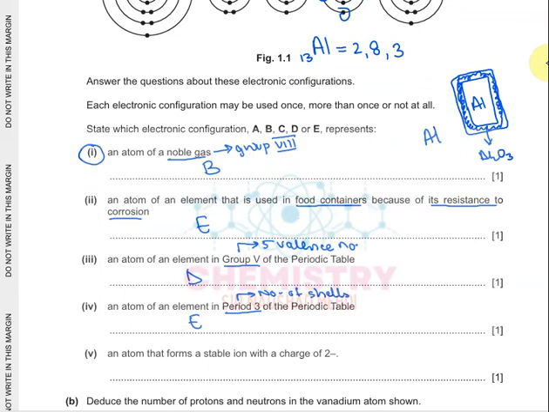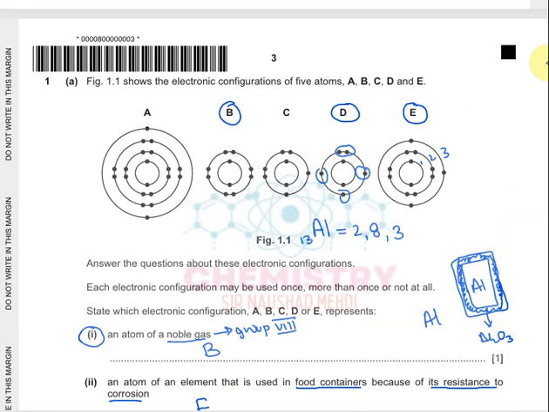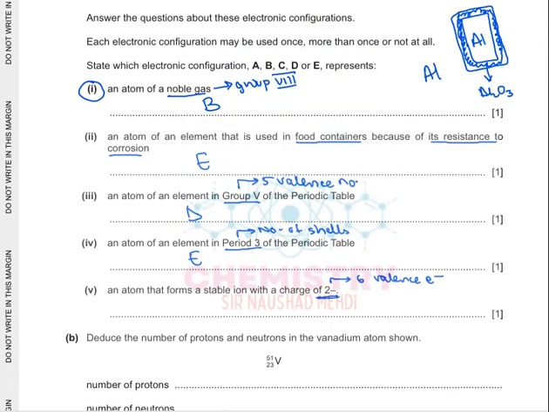An atom that forms a stable ion of the charge 2 minus. 2 minus means that it has gained 2 electrons. An atom which will be gaining 2 electrons would be the one having 6 valence electrons. It would be needing 2 more electrons, that's why it is gaining 2 electrons, having a charge of 2 minus. So you have to see which element has 6 valence electrons right now. You can see in option C we have 6 valence electrons, so it would be gaining 2 electrons to get a charge of 2 minus. So that's why option C is the answer.